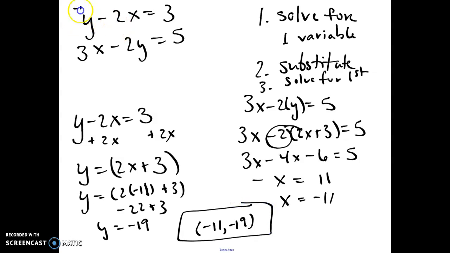I could get negative 19 minus 2 times negative 11 equals 3. 2 times negative 11 is negative 22. Minus a negative would give me positive. Negative 19 plus 22 equals 3. That's good. And I could check the second one. Negative 33 plus 38 equals 5. Also good, and this is a valid solution. So when you have to choose which equation you're going to solve for, choose one that doesn't have coefficients, just to make the easiest substitution possible.